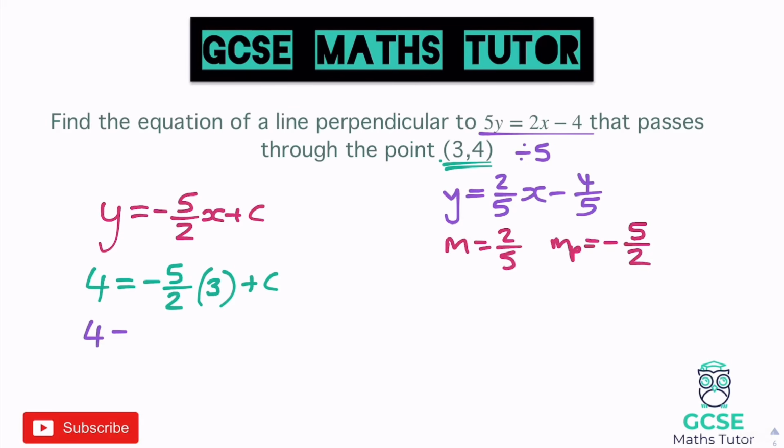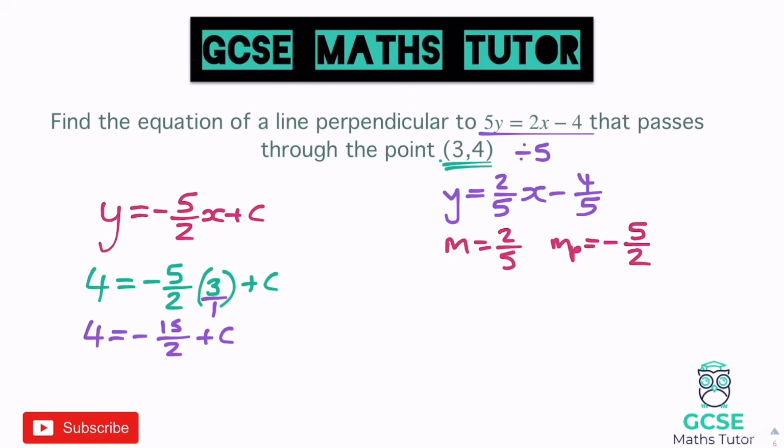So 4 equals negative 5/2 times 3. Well, always just imagine this as a fraction, times the top times the bottom. So we've got negative 15/2 plus c. There we go. Minus 15/2. Obviously, if it's not a nice decimal here, you can actually just convert that into a mixed number. Okay, so minus 15/2 is the same as minus 7 1/2. 2 goes into 15 7 times with a remainder of 1.